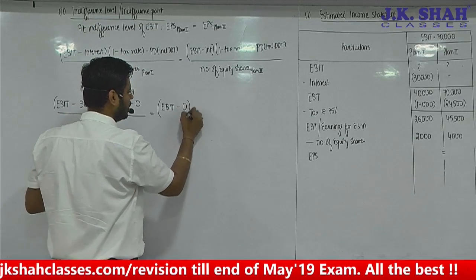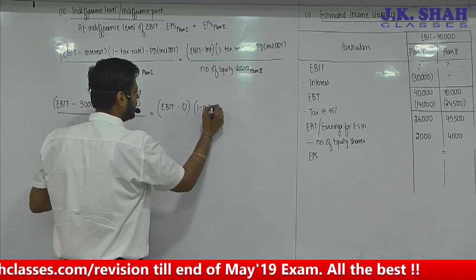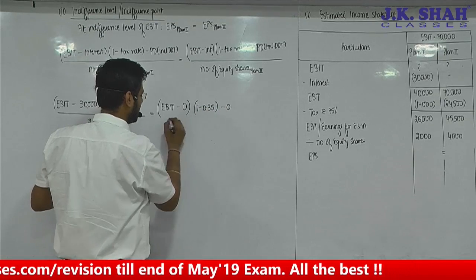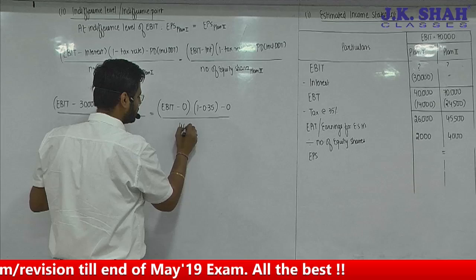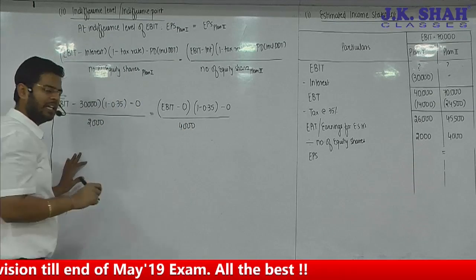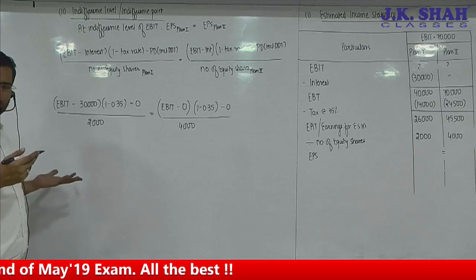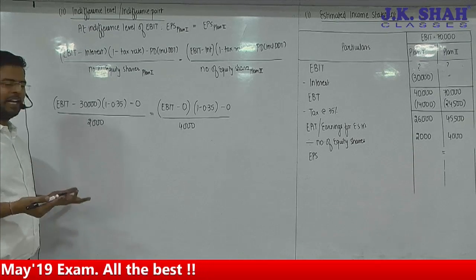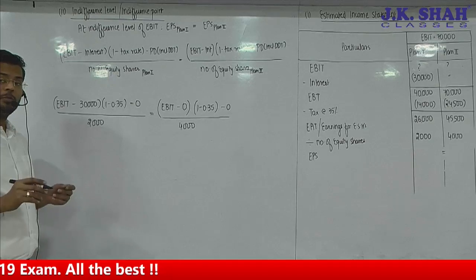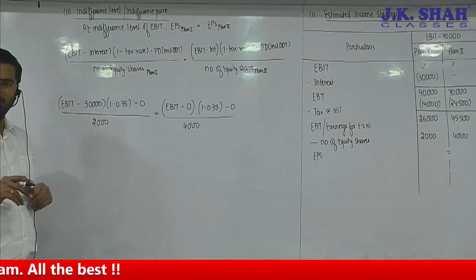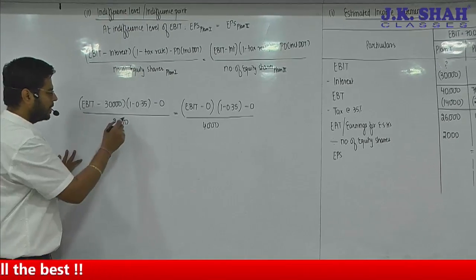So this is going to be 0 into 1 minus 0.35 minus no preference capital. So that's to be ignored. And this is going to be 4,000 because the number of shares of plan 2 are 4,000. I need to just solve it, and whatever EBIT I now get, that EBIT is going to be technically termed as indifference level. So let's solve it.